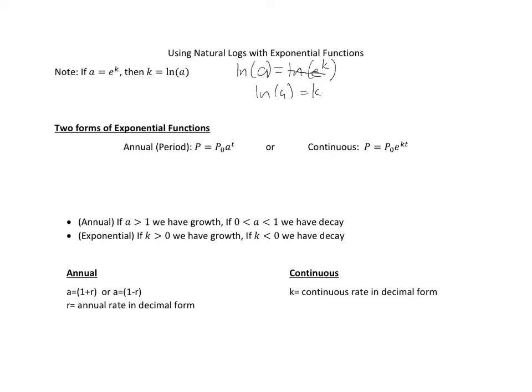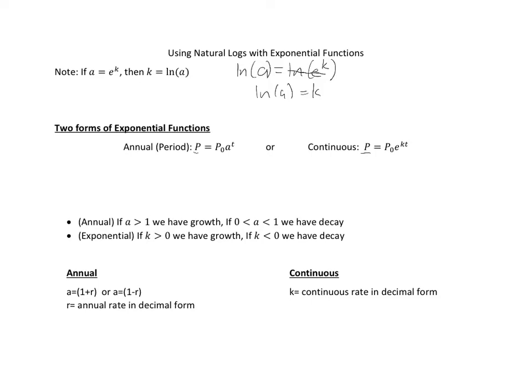There are two forms of exponential functions that are very common. The first one is what we call the annual or the period form, where we're representing what some future value is going to be at a specific or exact time period. Whereas in a continuous function, we're looking at a similar idea, but here the difference is we're thinking of this thing as growing continuously.